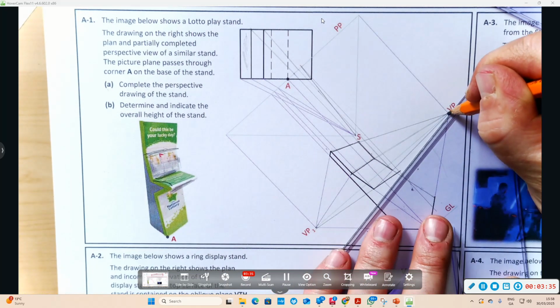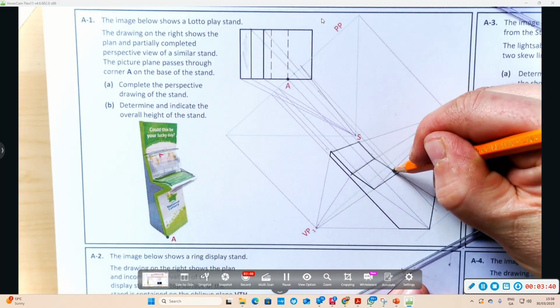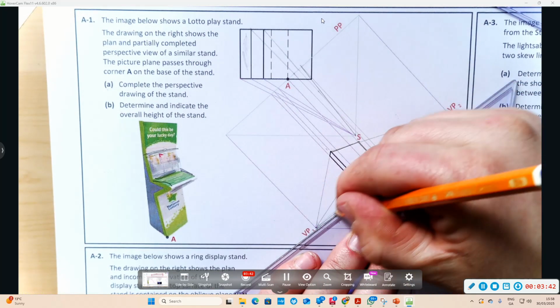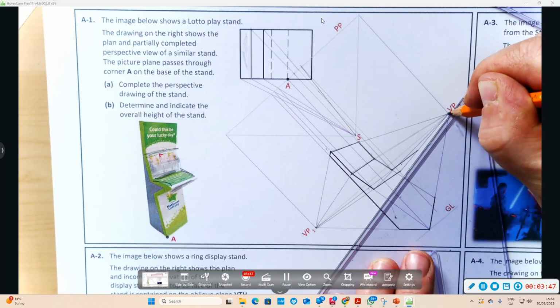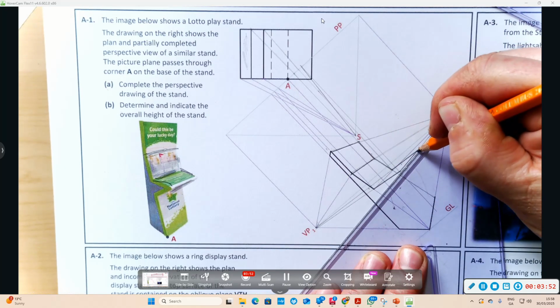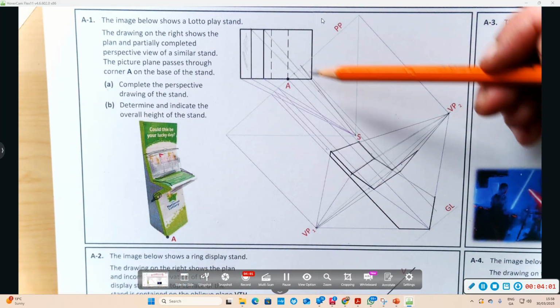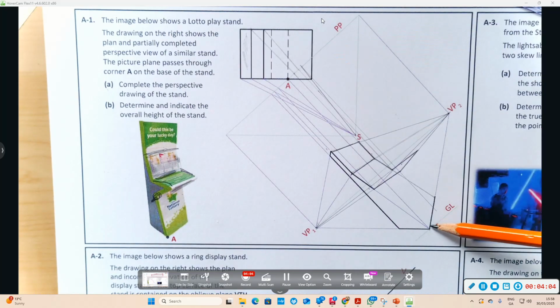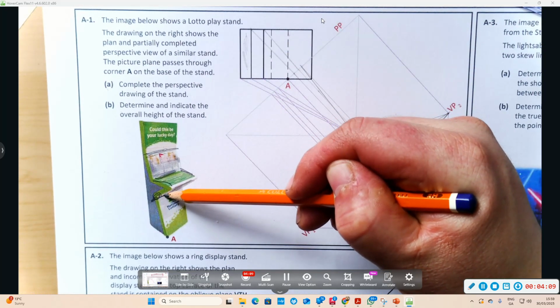Then I join to VP2. The right hand side of the counter is there, so I'm going to go from VP1 through that to touch that there. Then I can join this here and heavy it in. Now I want to get the underside of it, right? So I'm going to have to find where that is in plan. So that dashed line is this one here in the perspective. So this dashed line is that one under there.